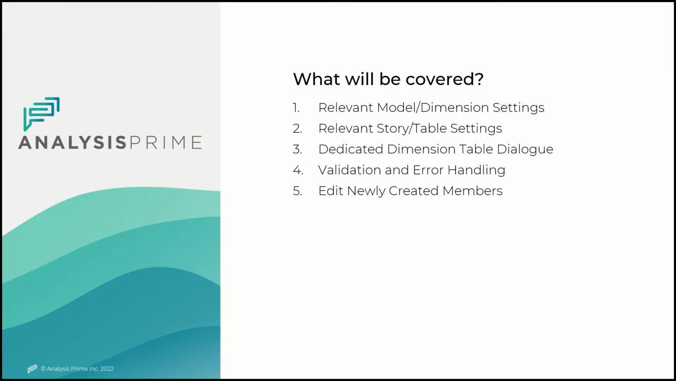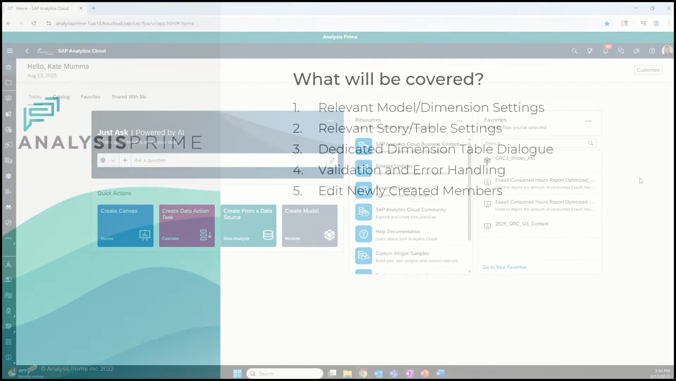With Member on the Fly, you can create these dimension members directly in your story/table using a new dialog that feels just like the modeler. You can set up properties, add multiple members at once, and fix any errors with real-time validation. It's super easy and keeps you in your workflow, whether you're building a financial model or simply updating planning data. So today, I'll cover a few settings to set you up for success, and then we'll dive into the functionality itself. So let's go check it out.